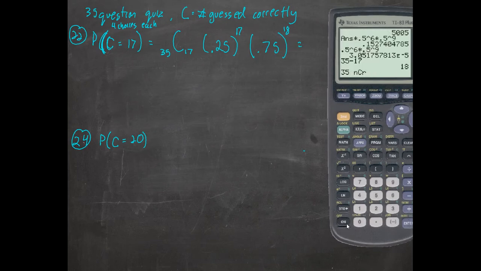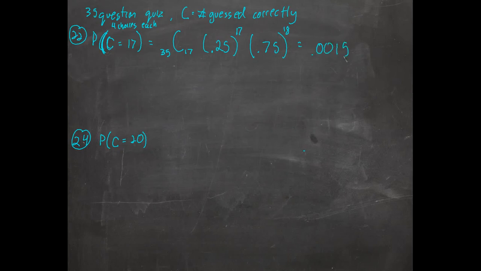35C17 times 0.25 to the 17th times 0.75 to the 18th. Make sure all that's going to come out correct. That looks good. So 0.0015. Not a very likely scenario. Okay. Next we'll look at what's the probability that we get exactly 20 correct.